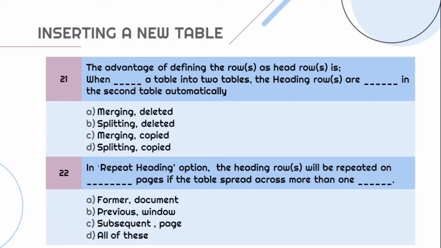We will study that next. The advantage of defining rows as heading rows is dash. When I dash a table into 2 tables, the heading rows are dashed in the second table automatically. So when a table is split, the heading rows are copied in it also. And if we use the repeat heading option, the heading row will be repeated on subsequent pages if the table spreads across more than 1 page. So here the correct option is subsequent pages, if the table spreads across more than 1 page.